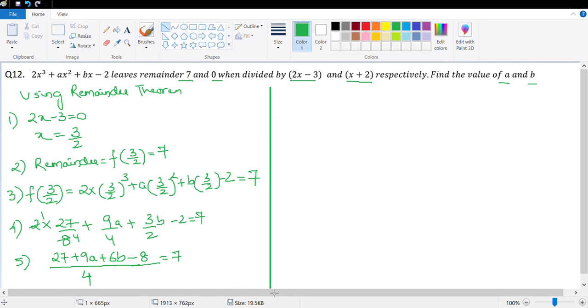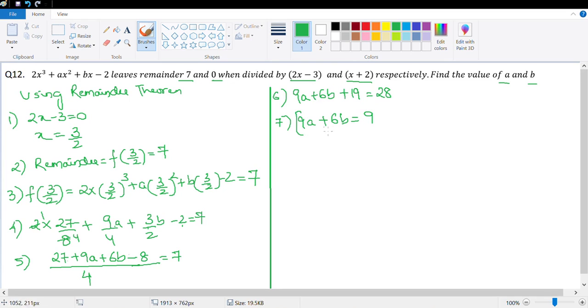Let me reconfirm if I have done it properly. I have taken the LCM, which is 4. What remains here is 27. This is 9a. This will be multiplied with 2. So 6b, and this will be multiplied with 4. That's negative 8, and 7 is on the other side. Let's cross multiply. So we have 9a plus 6b and 27 minus 8. That's 19. Yeah, that's 19 is equal to 7 into 4. That's 28, which means 9a plus 6b is equal to 28 minus 19, which is 9. Right, that's correct, which is equal to 9.